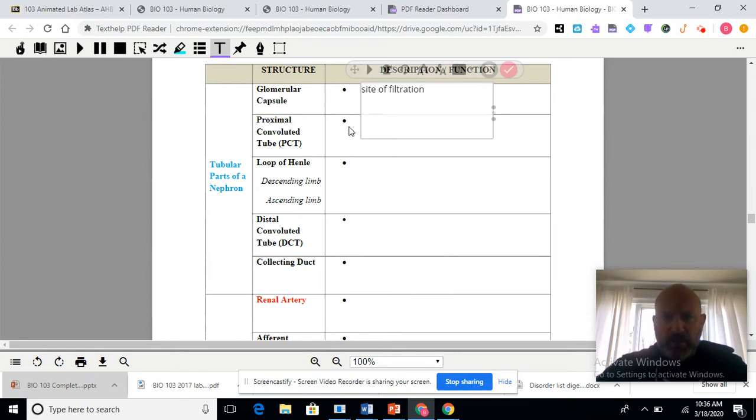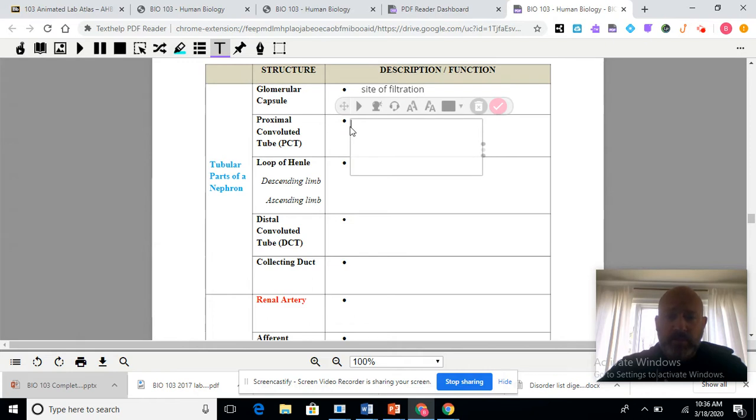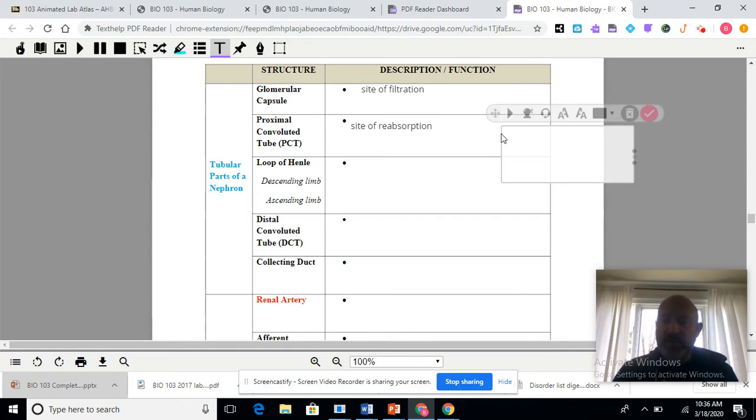All right, so that brings us to our next major process, which is called reabsorption. This happens in the proximal convoluted tubule. So this is the site of reabsorption. Now, what's reabsorption? That's where the blood is taking some of the good things back, taking some of that water back if it needs it, taking some of the glucose back. In fact, all of the glucose is going to be put back.